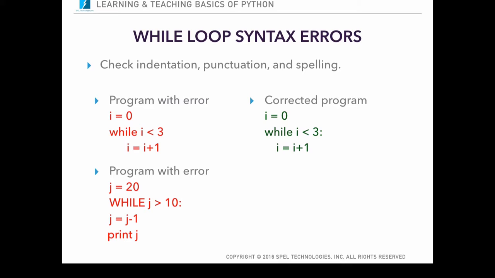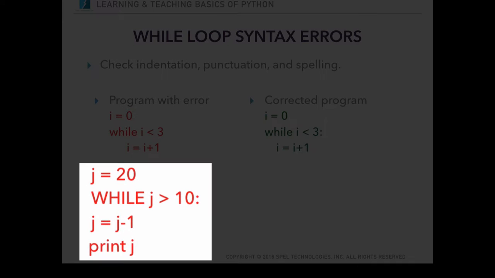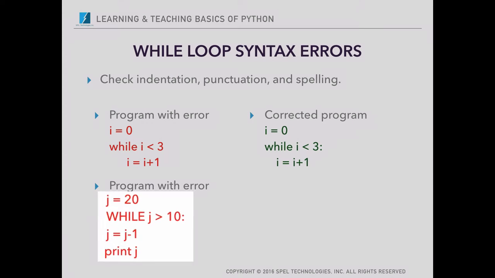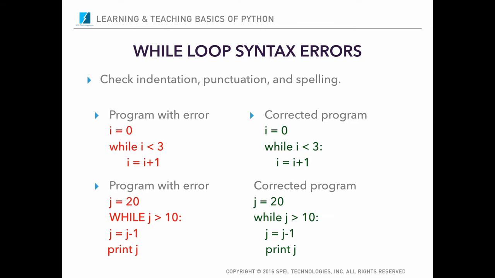The statements inside the while loop have not been indented. For example, in this program, we would like to print out the value of j, as well as decrement the value of j for every iteration of the loop. These statements have not been indented, so they are not in the loop body. To correct this problem, you would need to add 4 spaces before each statement. You can see the corrected program here.